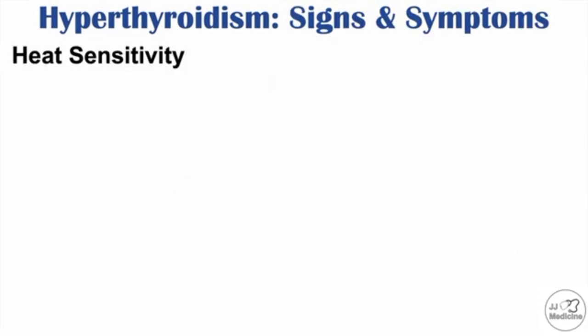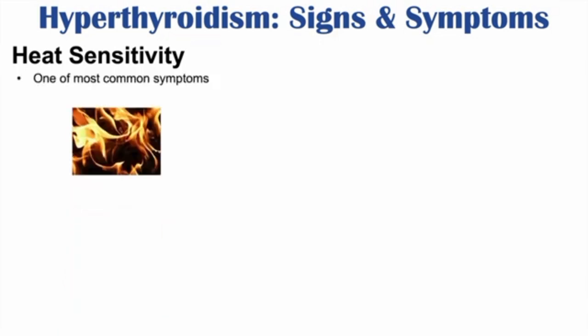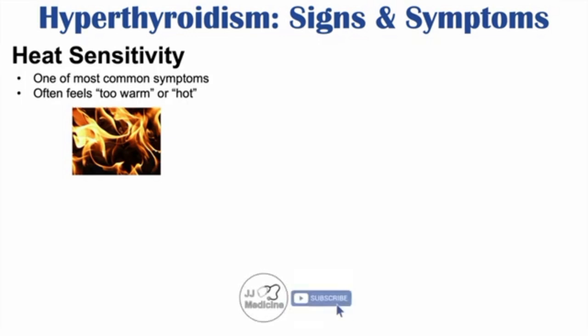One of the first symptoms that's going to be noted with hyperthyroidism is heat sensitivity or heat hypersensitivity. This is actually one of the most common symptoms, and it is a sensation of feeling too warm or hot. So it's an inability to tolerate heat. So this is going to be one of the symptoms of hyperthyroidism.